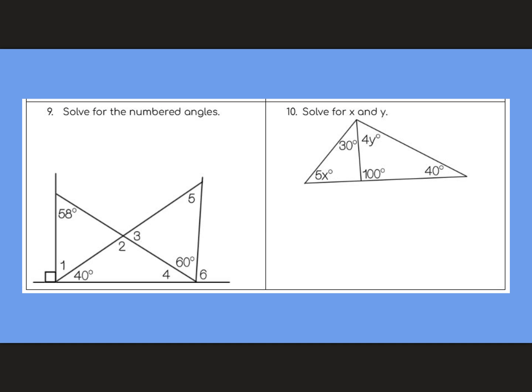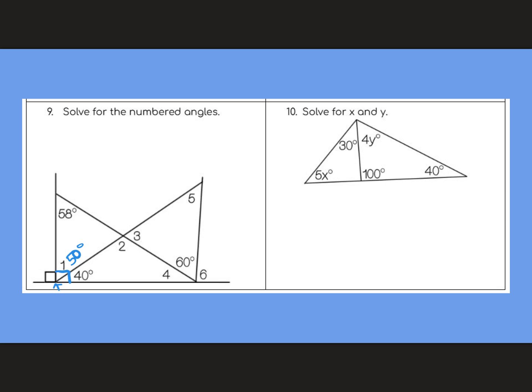For number 9, so 9 is going to be kind of like that one we had with the transversal. There's kind of a lot going on here. So when I look at this picture, the first thing that my eyes go towards is right here, because I know that this little box is 90 degrees, which tells me that this side is also 90. So if that side's 90 and 40 is already used up, angle 1 would be 50 degrees.